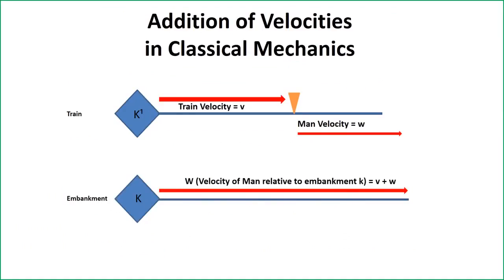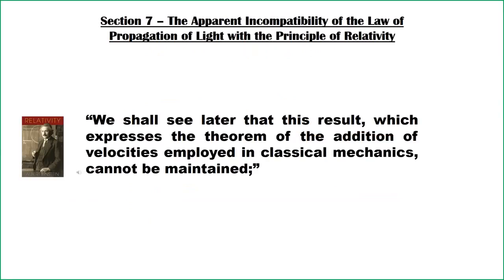The answer given by the classical theorem of the addition of velocities is straightforward. Capital W equals v plus w. Einstein warned us that this answer would prove to be incorrect.